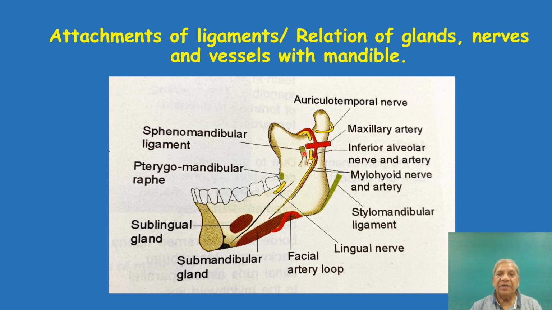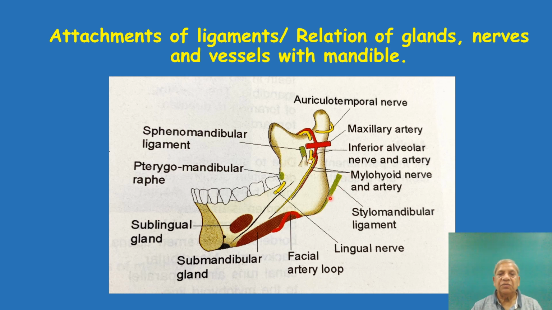Then this ligament, which is attached to the lingula or lingual process, just onto the medial side of the mandibular foramen here on the inner aspect of the ramus of the mandible, is called the sphenomandibular ligament, which extends from the spine of the sphenoid at the base of the skull to this mandibular foramen, to the lingual process here. So this is the sphenomandibular ligament, the second ligament.